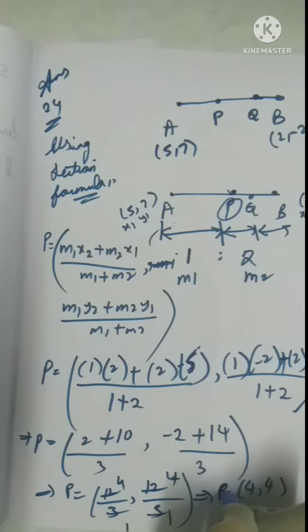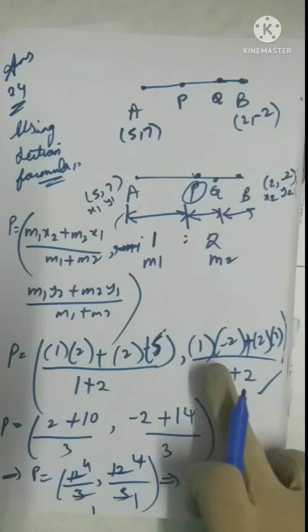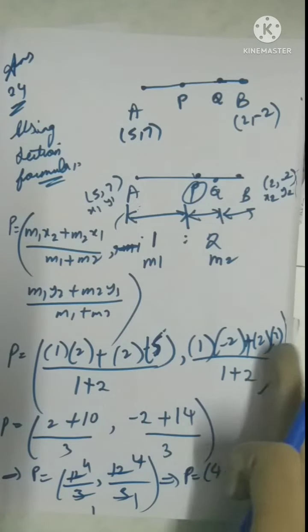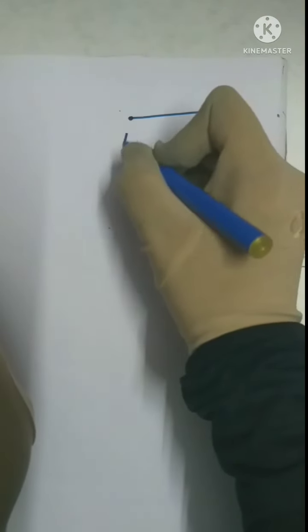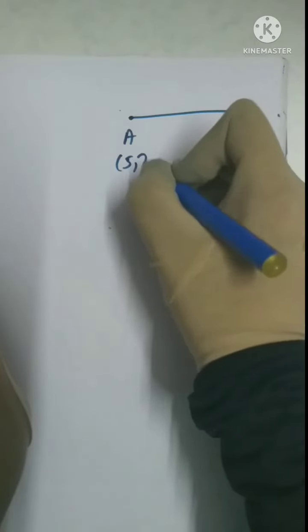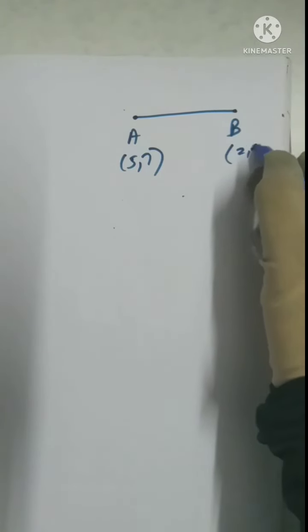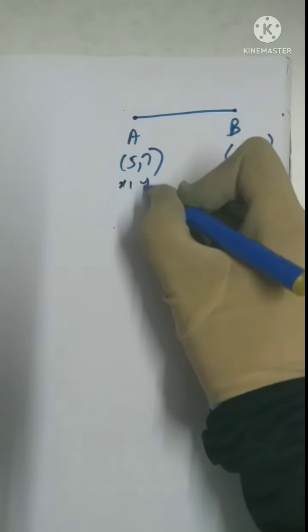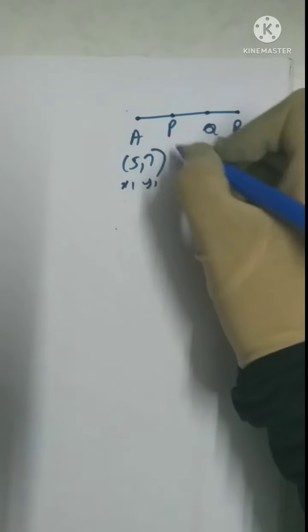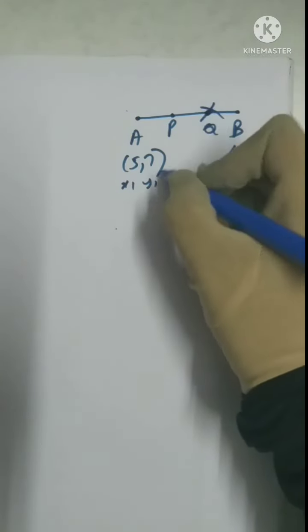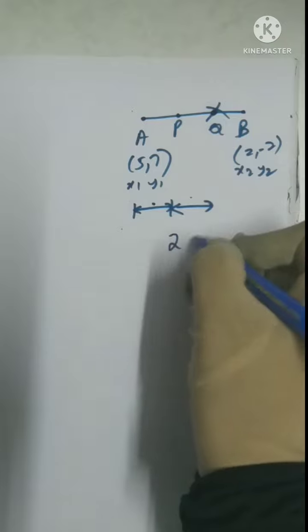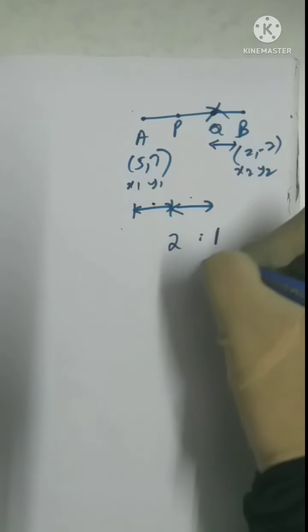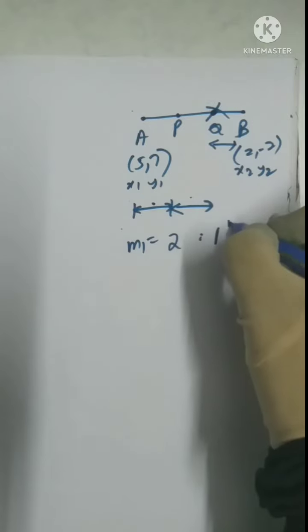Similarly, find out the coordinates of Q. We got the value of P. Now find out Q. A is (5, 7), B is (2, -2), x1 y1, x2 y2, P, Q. For Q, what are the coordinates? This is first part, second part. So here 2 parts are there for Q and this is the remaining part. So 2:1 is the ratio for Q. m1 is 2, m2 is 1.